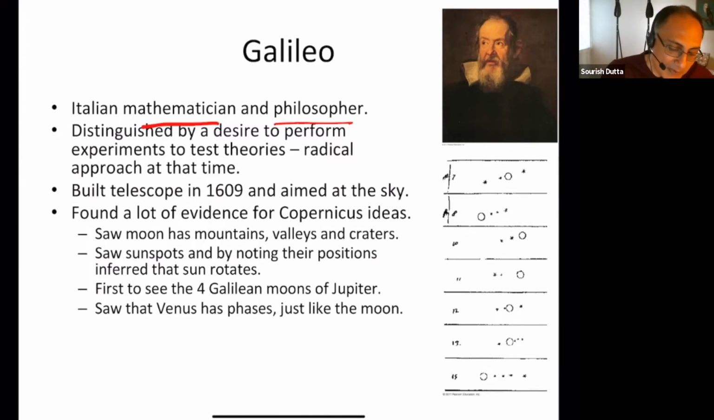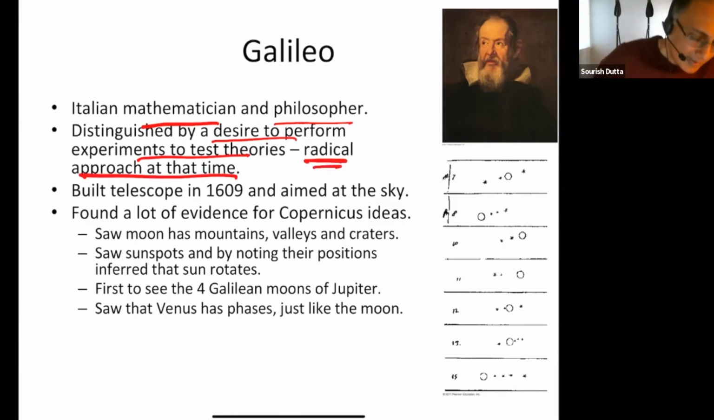So he was distinguished by a desire to perform experiments to test theories, and that was a completely radical approach at the time. So Galileo was a very, very brilliant person, as I said. Among his many discoveries, he made quite a few discoveries in astronomy, right? But I want to emphasize that we're only going to talk about his astronomical work, but astronomy was not the only thing that he worked in. He made many other contributions in physics, particularly.